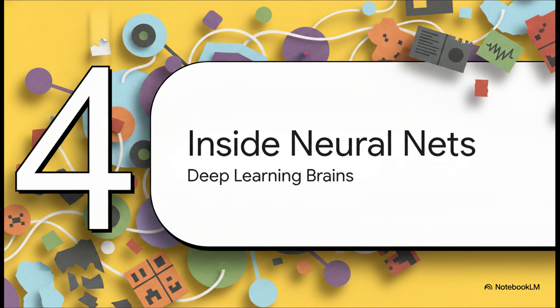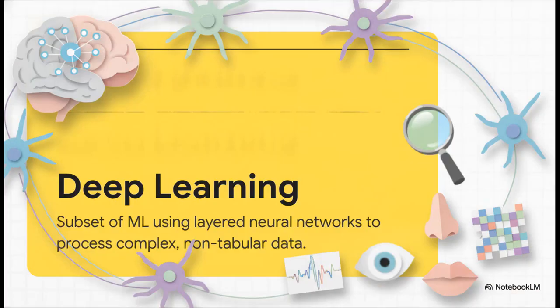Next, we open up the third nesting doll, section 4, inside neural networks. This is where we leave traditional tables and spreadsheets behind and tackle complex, messy, unstructured data. Deep learning is a specialized subset of machine learning powered by artificial neural networks. And yes, it is actually inspired by the biological neurons in your own brain.